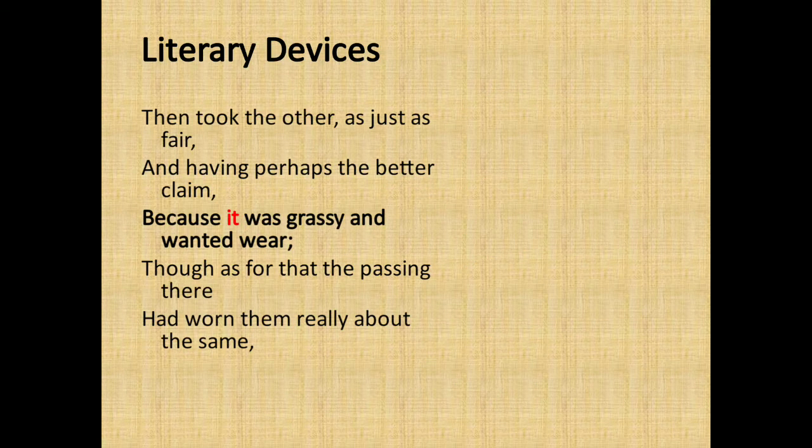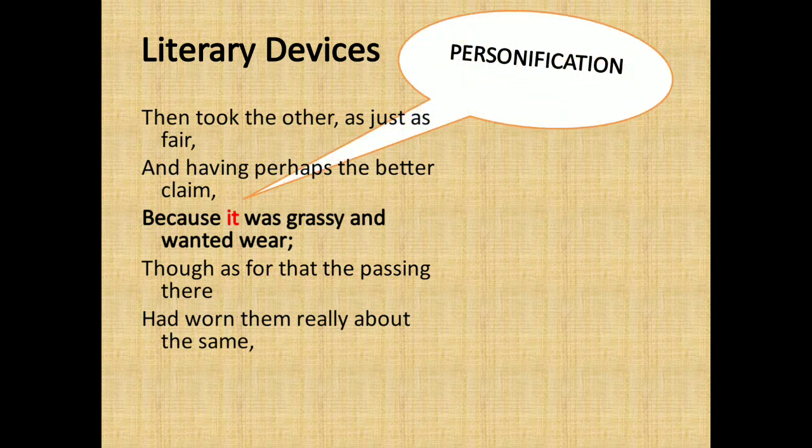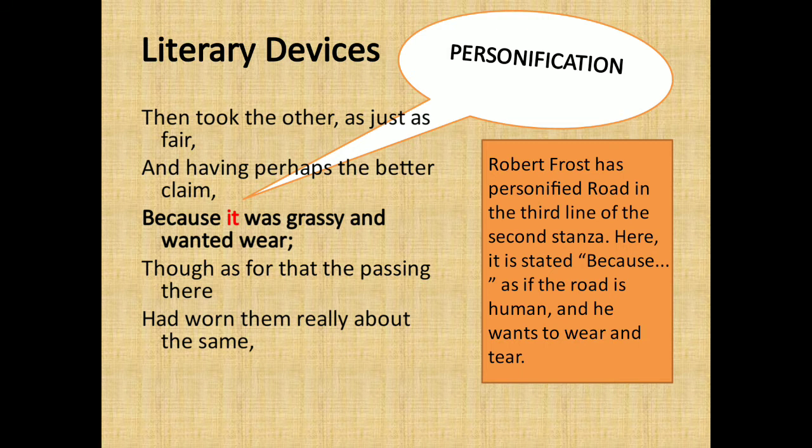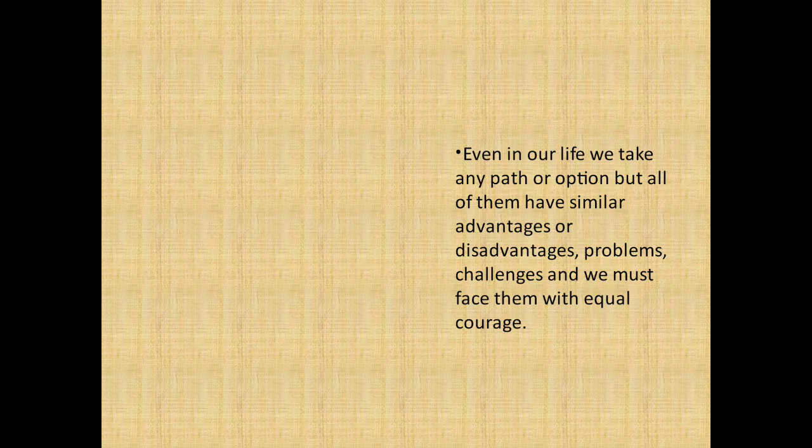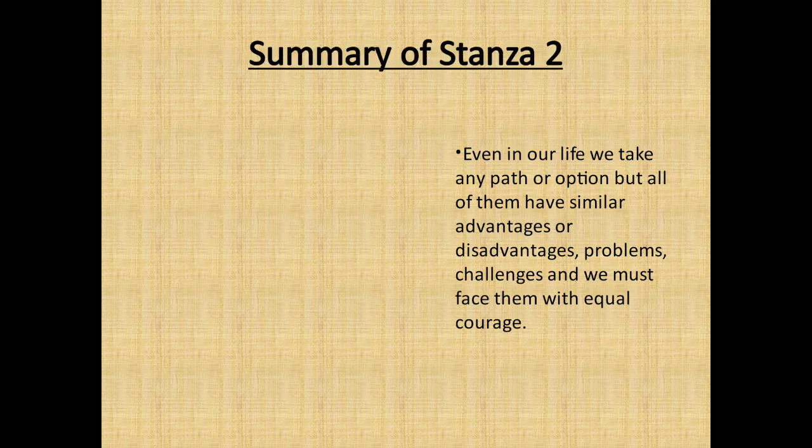Next literary device is personification. Look at the line: Because it was grassy and wanted wear. Here, the poet is trying to tell, in the third line of the second stanza, that the road is signified as a human being. And that particular human being wants to wear and tear. As if the road is more like a human. It itself wants to be worn out. The road wants other people to walk on it. So, in this way, we can say that these are the literary devices that we have.